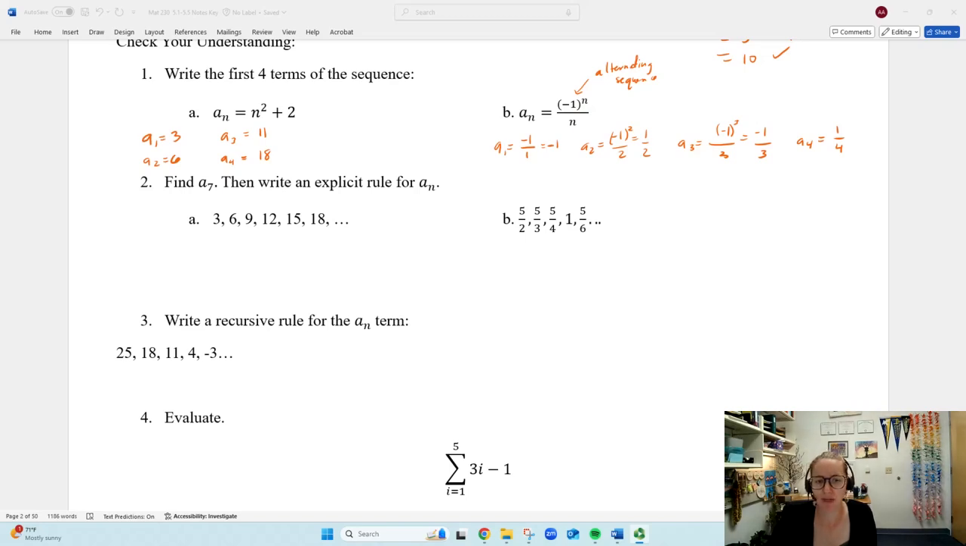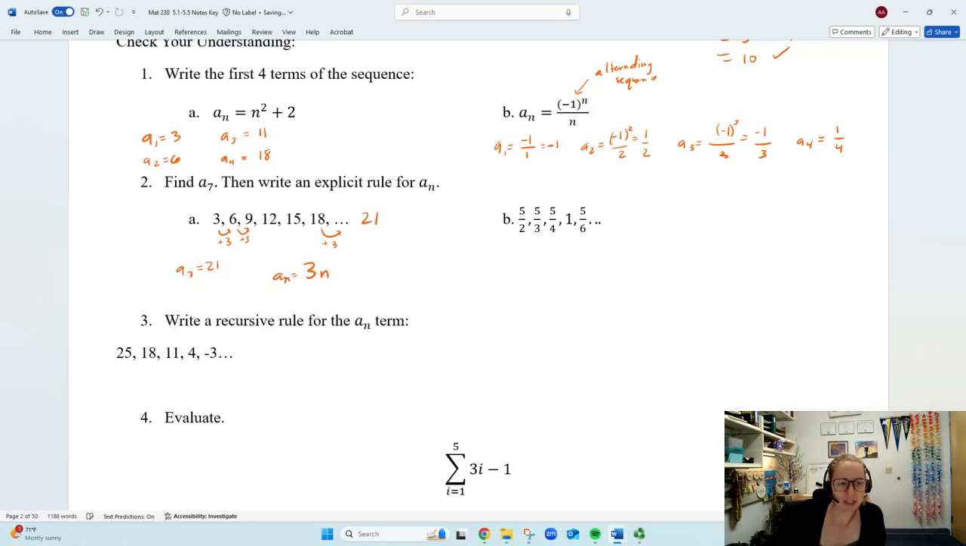Go ahead and pause the video and try these next few on your own. A good place to start would be looking at the difference between these and seeing if you can figure out a pattern there. So I noticed this pattern of adding 3 each time. So my 7th term, my a sub 7, is going to be 21 because I add 3 to my 6th term right there. And because this has a first common difference of 3, I know that this is going to be linear and my slope is going to be 3.